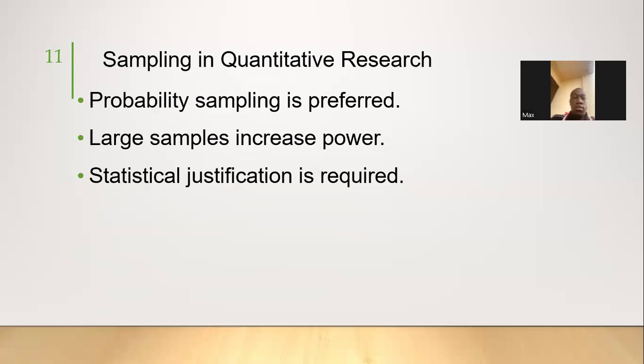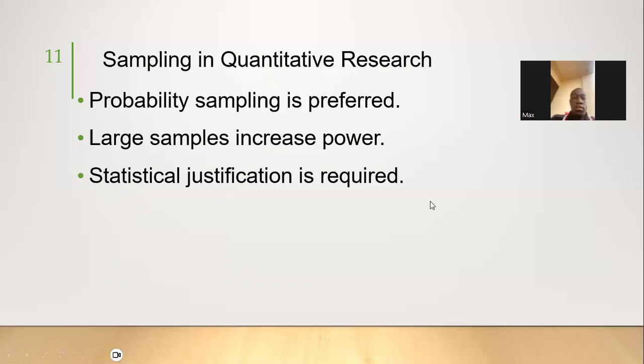Sampling means choosing people for your study. In quantitative research, large samples are preferred. We have random selection, that's probability sampling. That is better. And statistical reasons must support the sample size. Bigger and random samples give stronger results. So yeah.